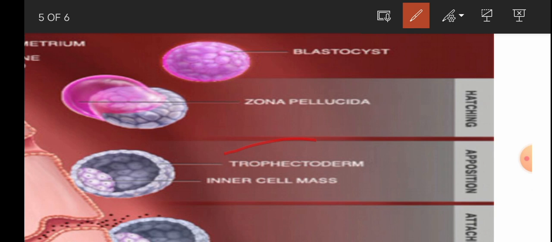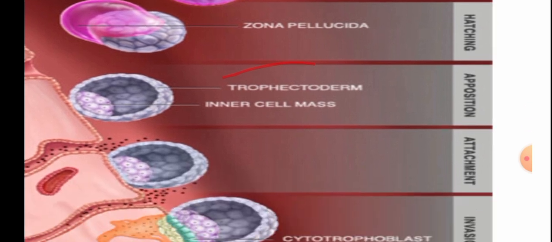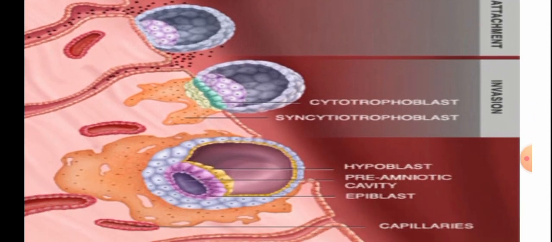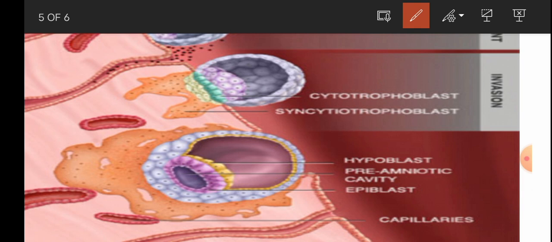After hatching, apposition occurs. Apposition is nothing but the blastocyst coming into close contact with the uterus. So that process is known as apposition. And then later on, attachment. Attachment is nothing but the blastocyst starting to invade into the uterus. That initial process is known as attachment. And then later on, invasion occurs. Invasion is nothing but the blastocyst cells going inside the uterus, and then it will totally get implanted into the uterus.